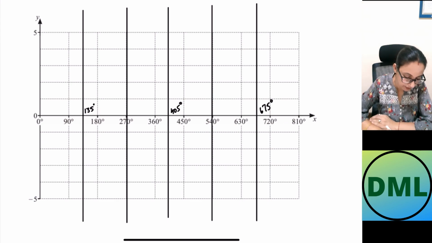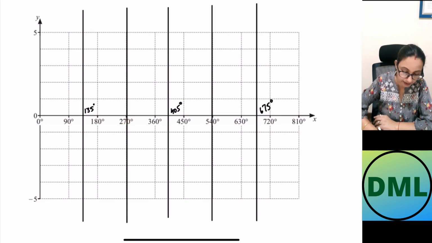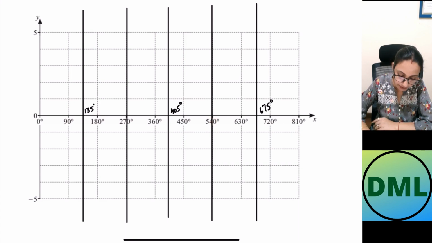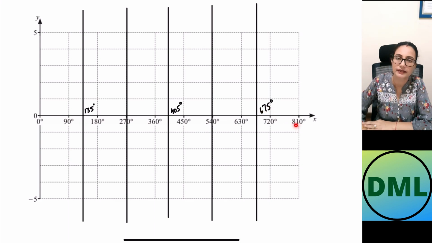As you can see from here, this graph is from 0 to 810 degrees. My one cycle completes in 540 degrees. I have drawn the lines for you at 135 degrees, which is the middle of 90 degrees and 180 degrees. Then 270 degrees will be my next line. Then between 360 and 450 degrees, 405 degrees will be our third line, and the fourth line will be at 540 degrees. I have moved forward and put the line at 675 degrees. 540 degrees plus 135 degrees will give you 675 degrees. 675 degrees plus 135 degrees will give you 810 degrees.